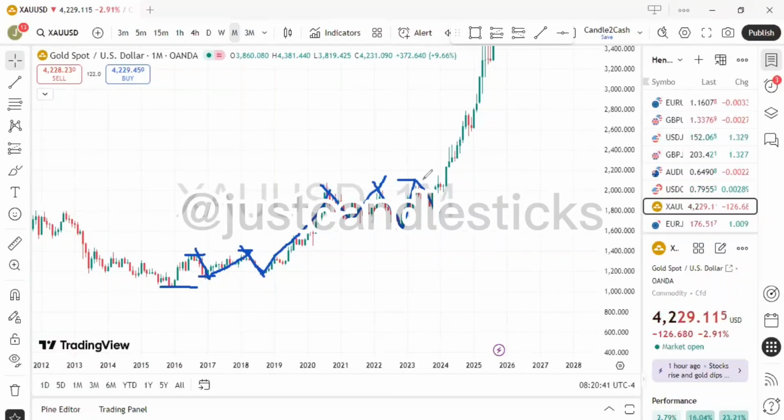So the moment this previous high is broken, we know the market is going up. And since the market started going up from this structural break, it has not created another swing low. It just kept going up, just kept going up.